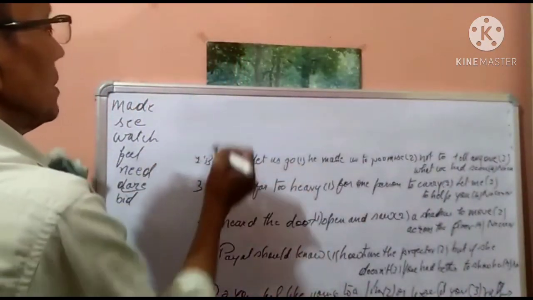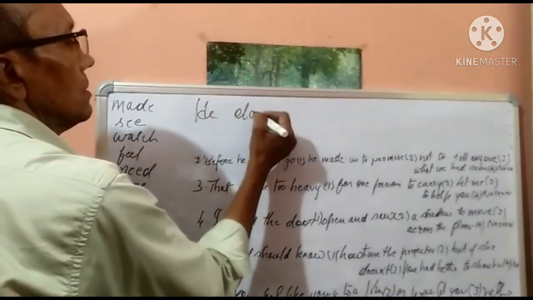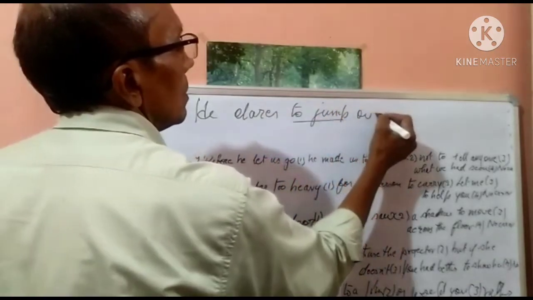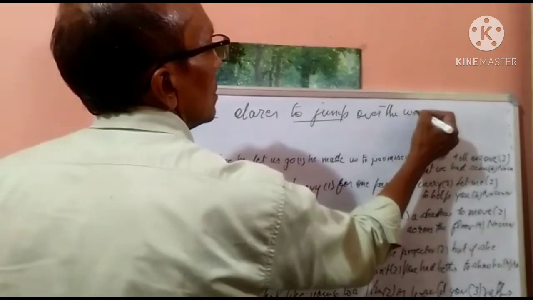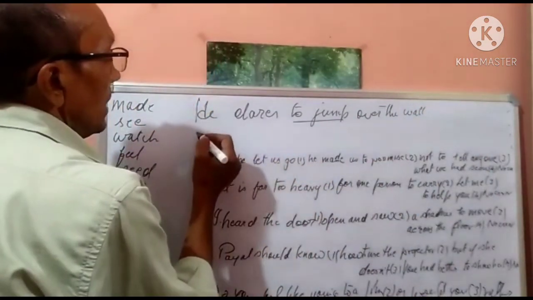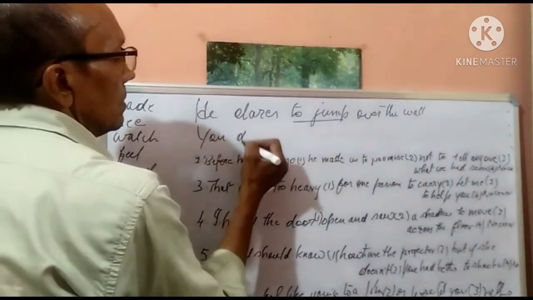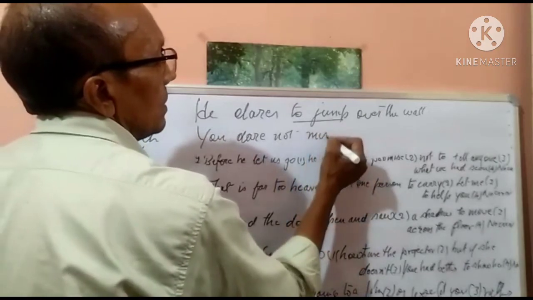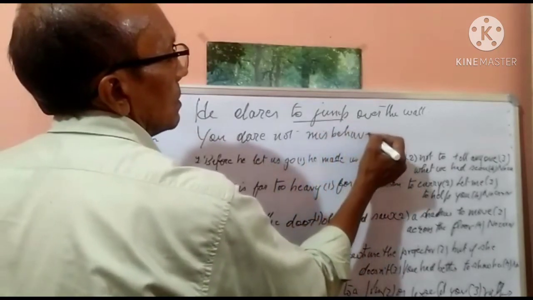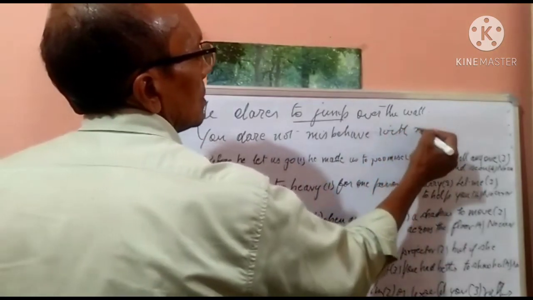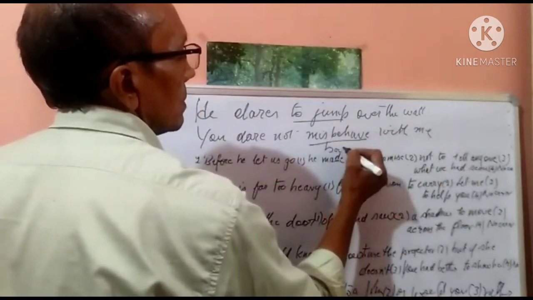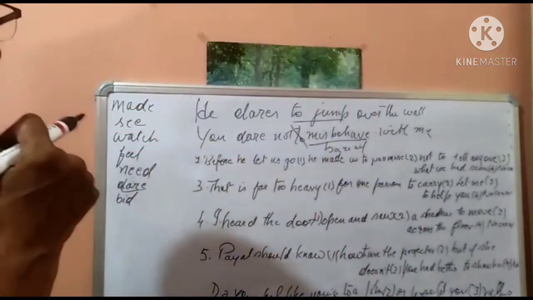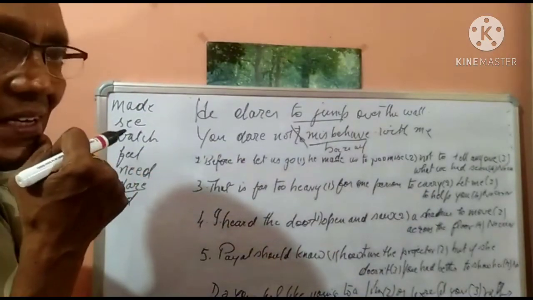Same is the case with dare. He dares to jump over the wall. But you dare not misbehave with me. Here, this is bare. Here, to is not used. I hope I am very clear.